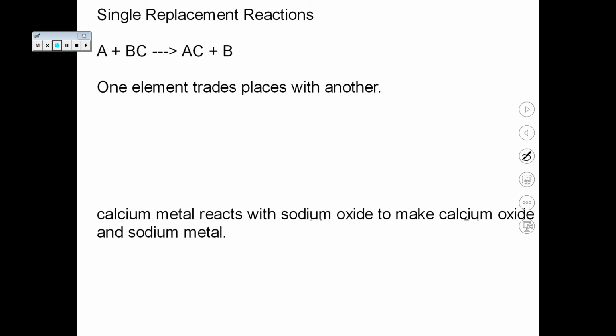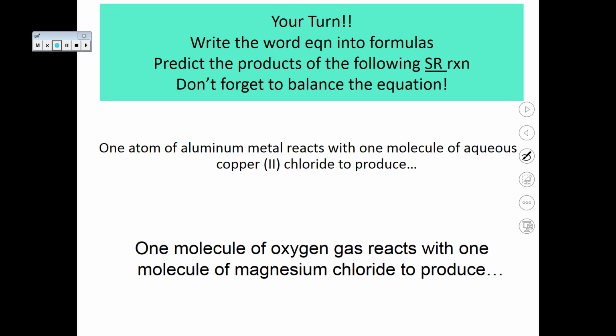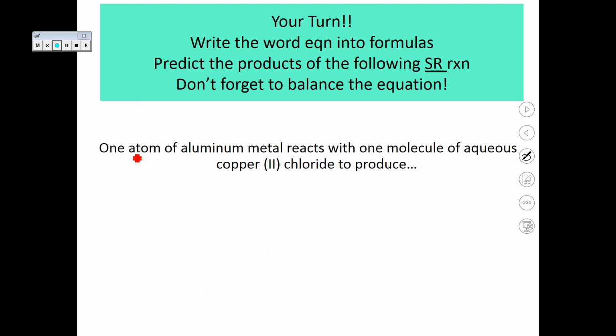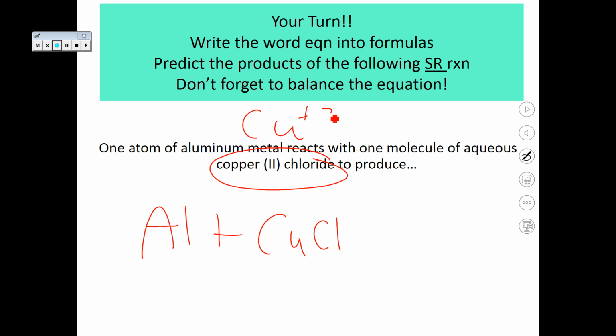We are going to go ahead and skip these examples. Actually, go ahead and just do this one. You have one atom of aluminum. It reacts with one molecule of copper chloride. Copper chloride is Cu plus 2, Cl minus 1, so it's CuCl2.